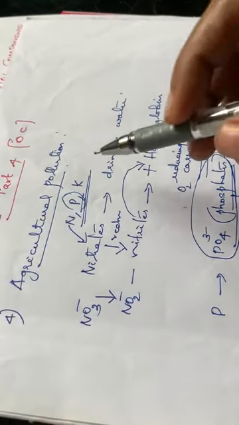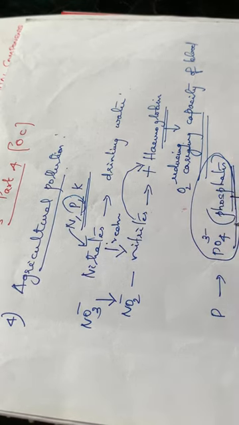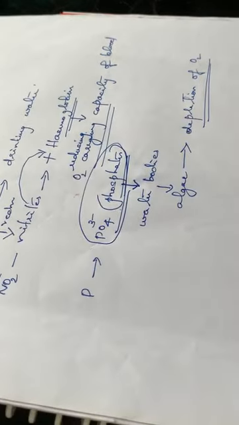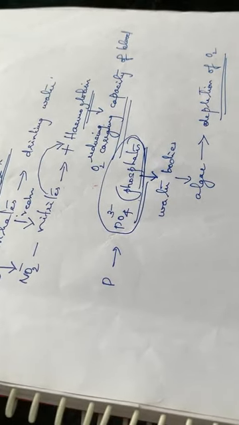So this is how agricultural pollution affects water bodies. Nitrates are one important part, then phosphates another part. This is the action of nitrates and phosphates in water pollution.